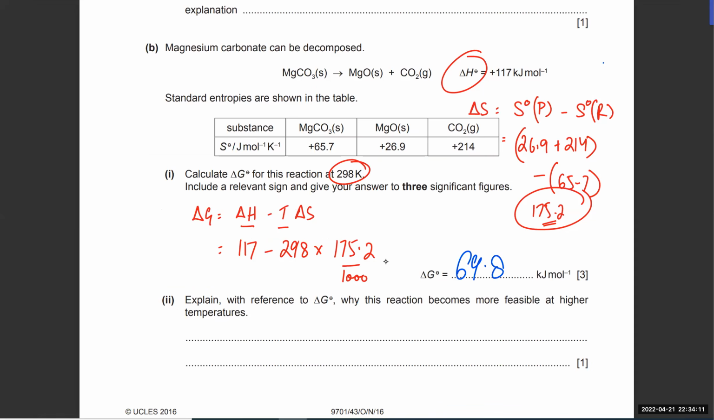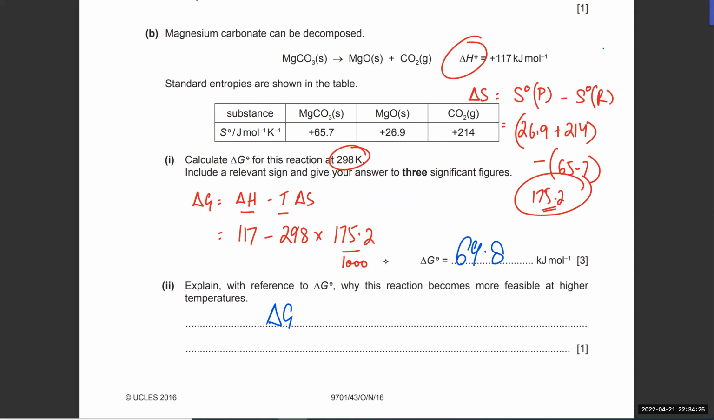Next, explain with reference to delta G why this reaction becomes more feasible. For a feasible reaction, what should the delta G value be? It should be negative. The overall system should be releasing energy. Delta G gives free energy, so it should be negative. If you want to make it negative, that means delta H minus T delta S must come out to be negative. Now delta H is positive, that's endothermic, and delta S is also positive.